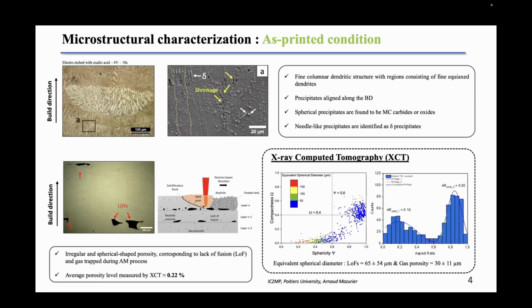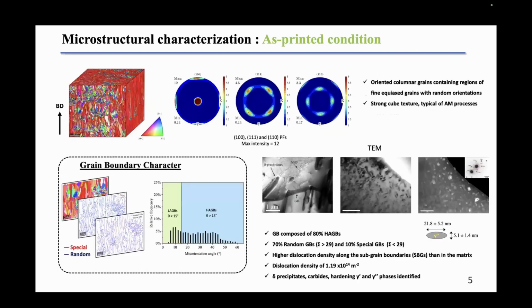And you can see on this graph two populations of porosity. The first one with a high compactness and sphericity, which corresponds to gas porosity. And the second one with a low sphericity and a low compactness, corresponding to lack of fusion. The average porosity level was 0.22%. Then EBSD analysis highlights a strong cube texture, typical of additively manufactured alloys.